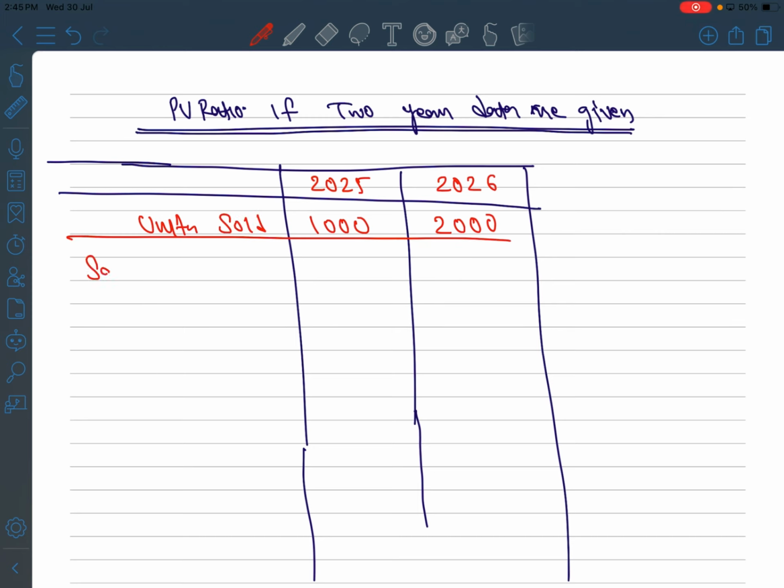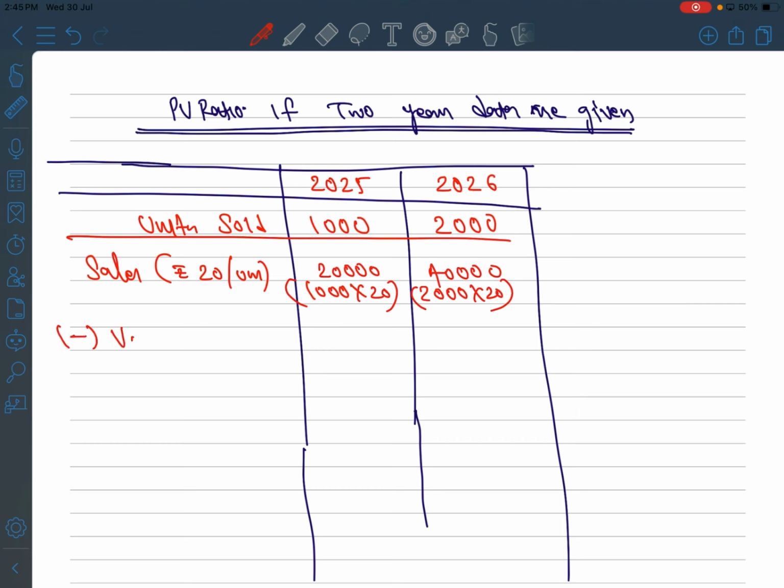Then what will be the sales? Actually, I am not giving you the question, I directly give the answer. Sales rupees 20 per unit. So here it will come 1000 into 20 is equal to 20,000. Here, 2000 into 20 is equal to 40,000. Minus variable cost rupees 12 per unit. So it will come 1000 into 12 is equal to 12,000.